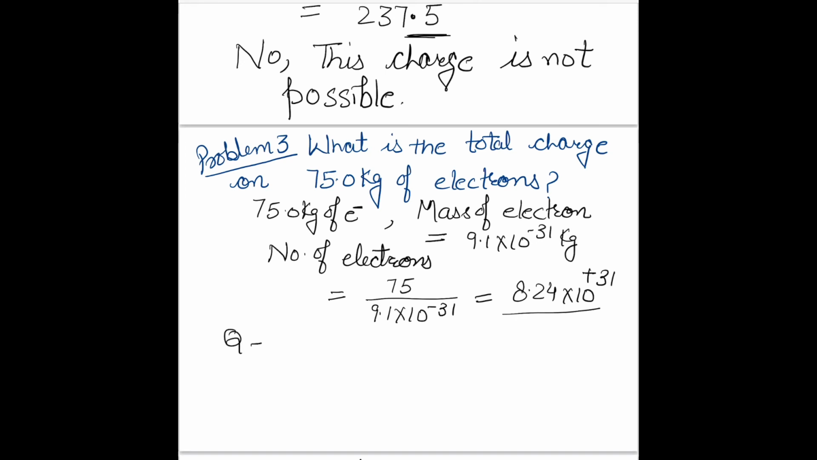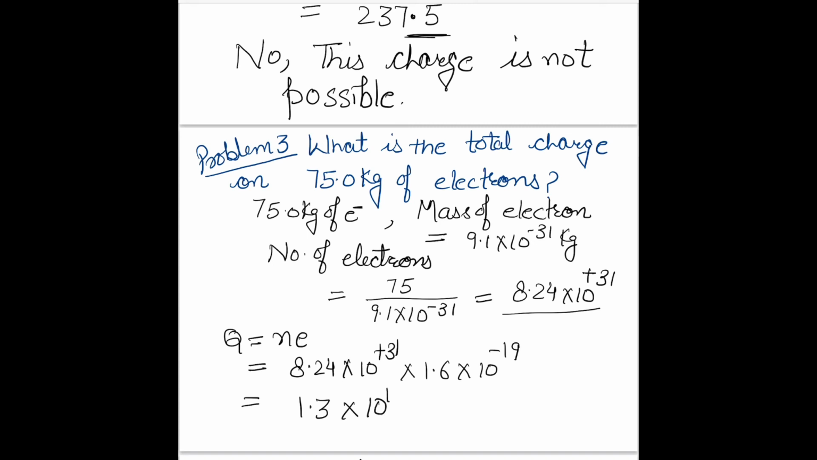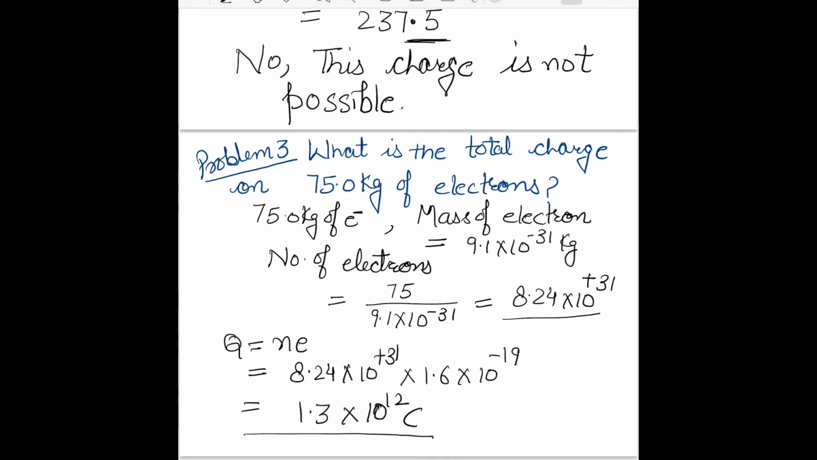Then the total charge will be Q is equal to NE. You know the value of N, that is 8.24 into 10 raised to the power 31, right? Then you multiply it with the charge of the electron, that is 1.6 into 10 raised to the power minus 19. On simplification, you get it equal to 1.3 into 10 raised to the power 12 coulomb. So this much charge will be acquired by 75 kilograms of electrons, right?